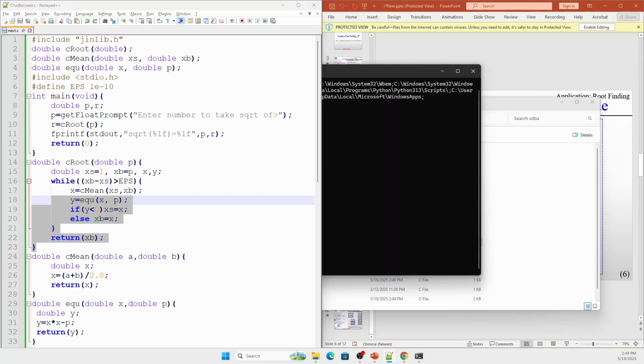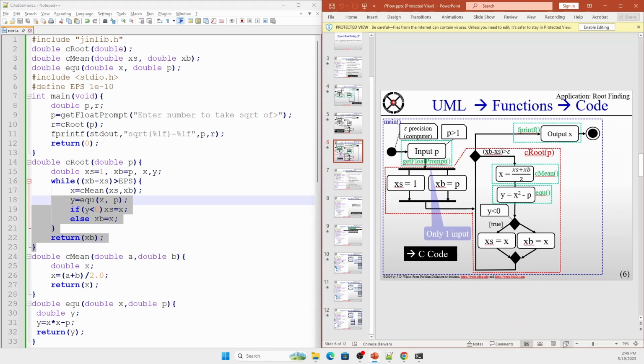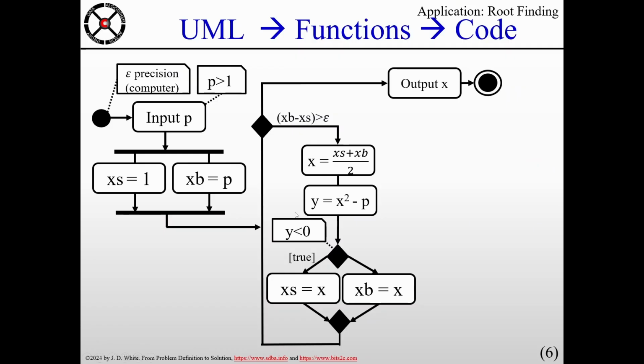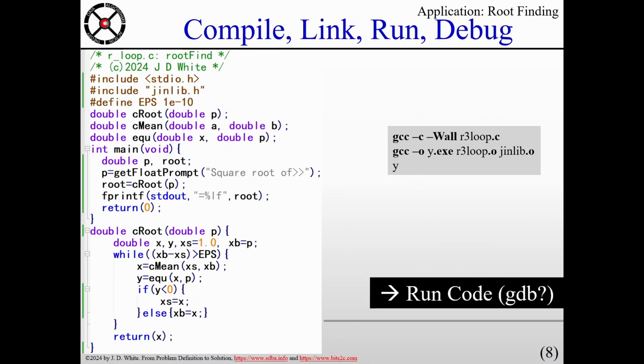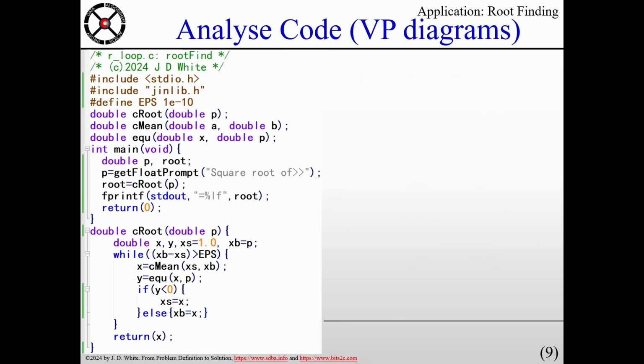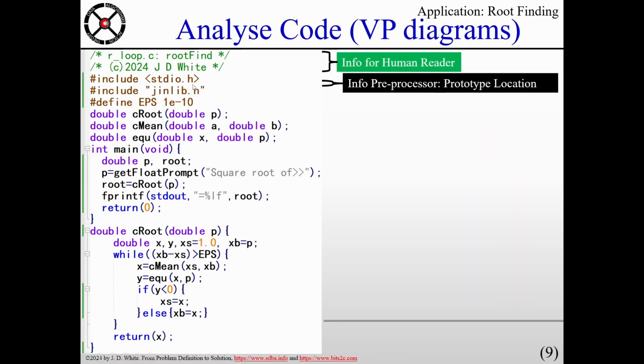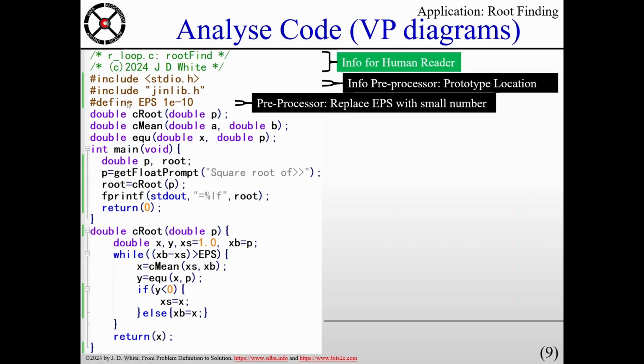Let's now look through how the function works. I'll go back to this so we can understand the function again and understand our VP diagrams now. Okay, we ran our code, it works, let's analyze it. First two lines, information for the humans. There's my function prototypes. I'm going to replace wherever EPS occurs in my program by 1e to the minus 10. And I've got a few more function prototypes in this file.